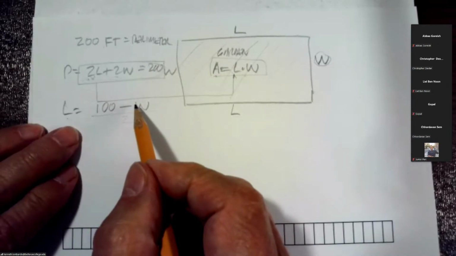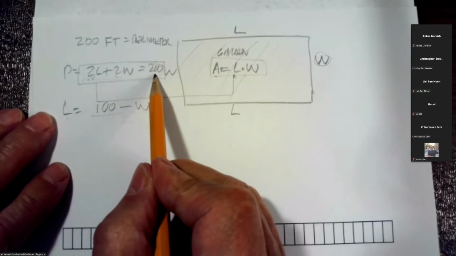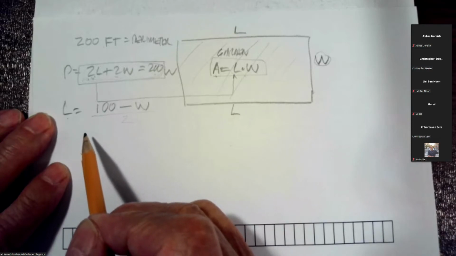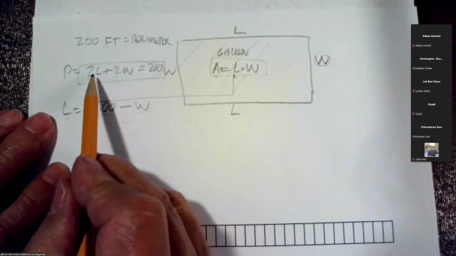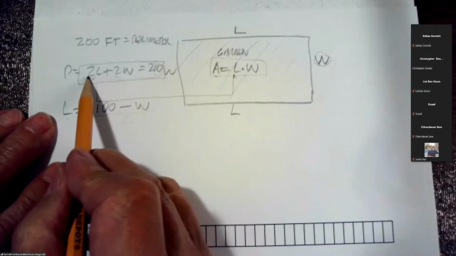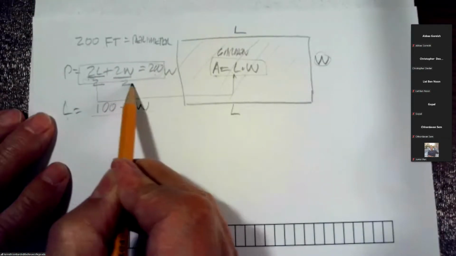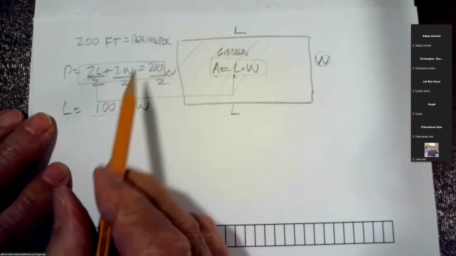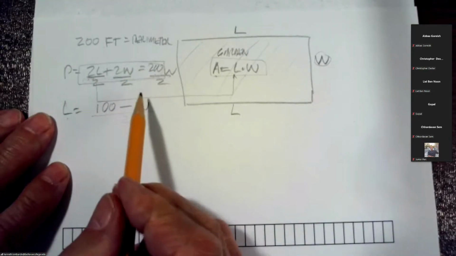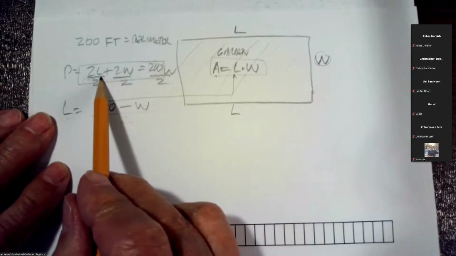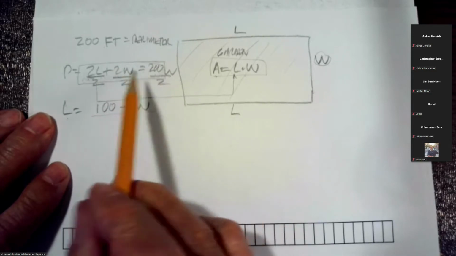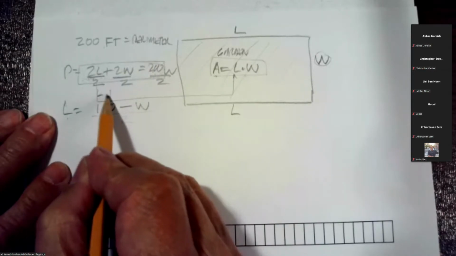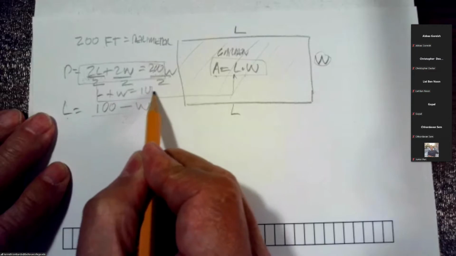We had 200 before, so this L equals 100 minus W, we've already done the division by 2, okay? Maybe we take it a step back, Professor. 2L equals 200 minus 2W. If we take this equation and divide it by 2, we get L plus W equals 100.